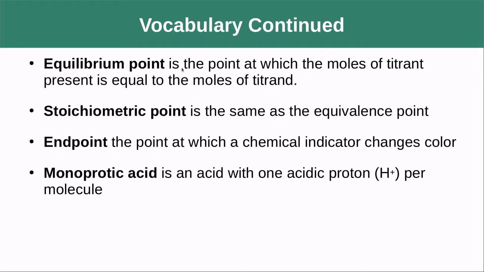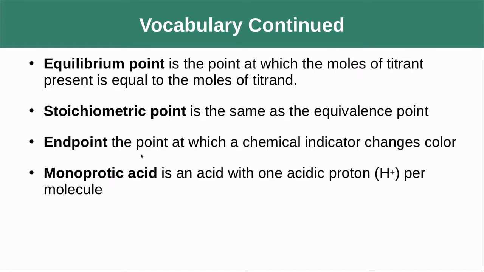The equivalence point is the point at which the moles of titrant present is equal to the moles of titrand. And so more often this is actually referred to as the stoichiometric point, because we do have to take into account the stoichiometric ratio between these two moles. So it's not always true that you're going to have equal number of moles of titrant and titrand, but we have whatever stoichiometric ratio is going to get us to a completed reaction.